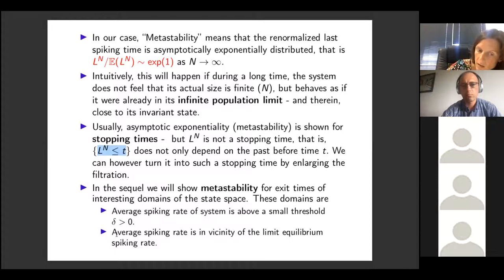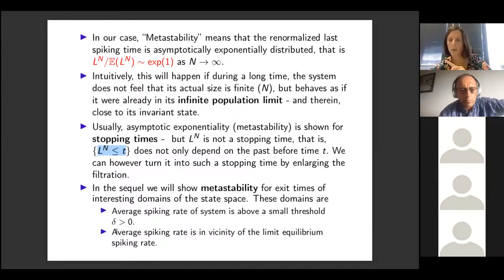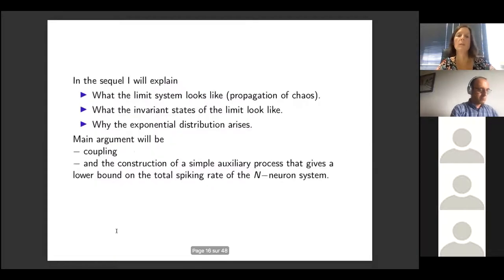And the second type of domains is to say that the average spiking weight is in the vicinity of the limit, n to infinity, equilibrium spiking weight. Okay, so these two kinds of domains of the state space will be considered. And for the exit times of them, I will prove that it's exponential.